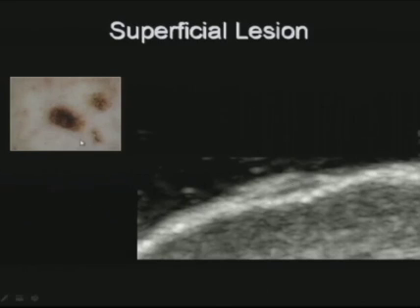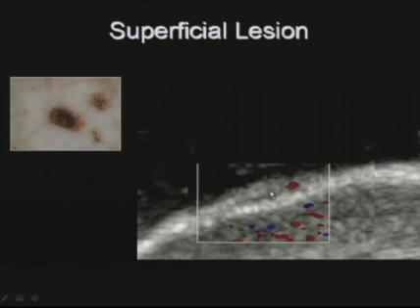This is a very suspicious lesion here, but it is not vascularized. Of course, we don't intend to substitute the biopsy. We just want to offer more information to the clinician, to the dermatologist, in order to make decisions on how this patient must be studied.